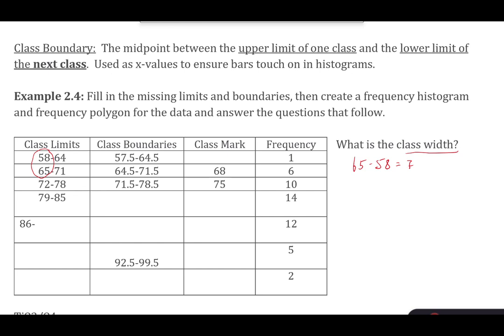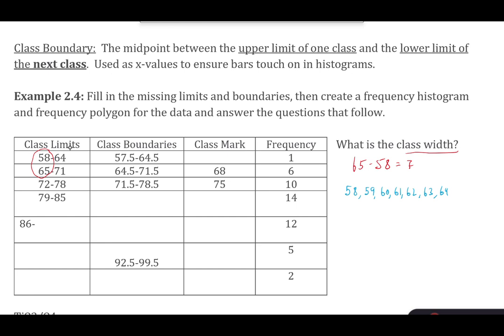Most students will get this wrong because they'll look from the lower limit to the upper limit, and they'll think 64 minus 58 is 6. However, if we were to write out all of the numbers, 58, 59, 60, 61, 62, 63, 64, we'll see that we have 1, 2, 3, 4, 5, 6, 7 total numbers in this first class. We need to include the upper and the lower limits in our counting. So the easiest way of doing this is, again, to just subtract vertically between two consecutive lower class limits.